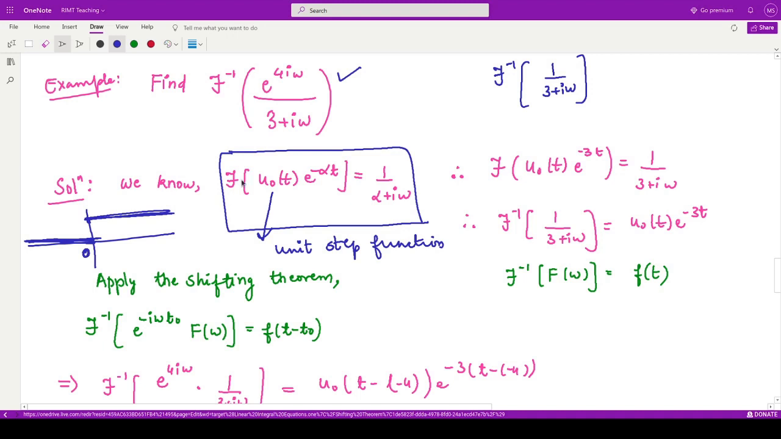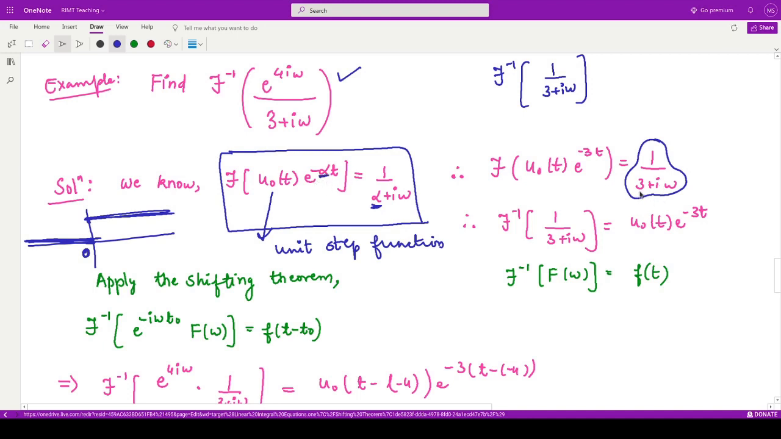So the Fourier transform of the unit step function u naught t into e to the power minus alpha t is equivalent to 1 divided by alpha plus iota omega, right? Now, the Fourier inverse transform of this particular function 1 by 3 plus iota omega would be equal to u naught t into e to the power minus 3t according to this formula. So if you have alpha as a positive here, you would have minus alpha as a negative in the exponent.